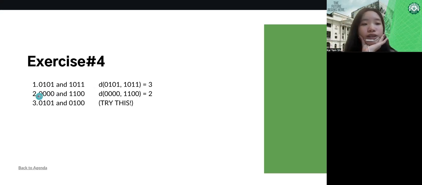For the second one, 0000 and 1100, it can be observed that the first two bits are different from the second code word. So we have 2. And for the last one, you can solve it and try it on your own, and check for the correct answers on the website.